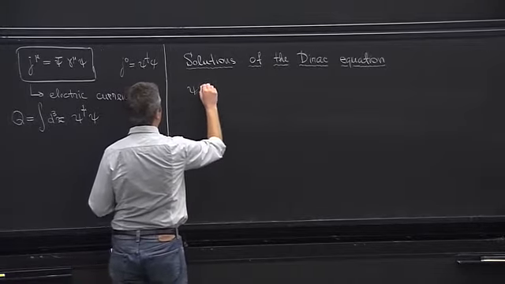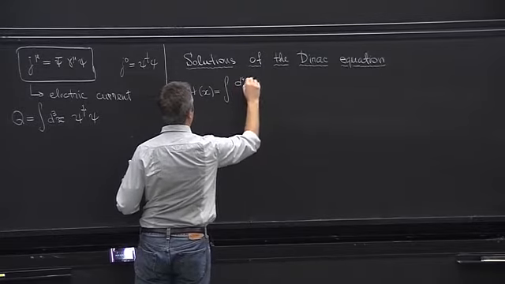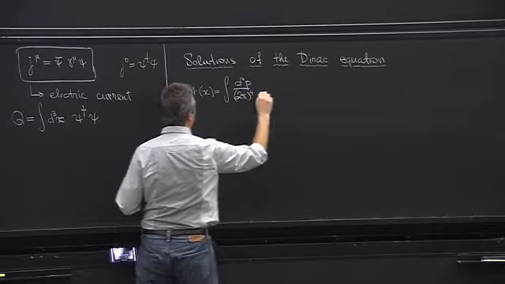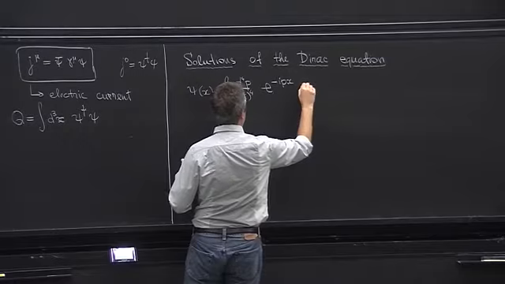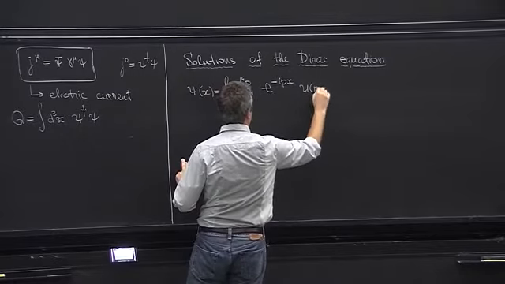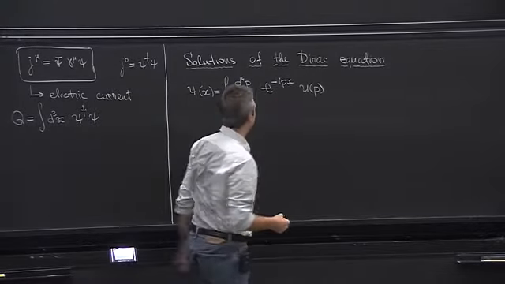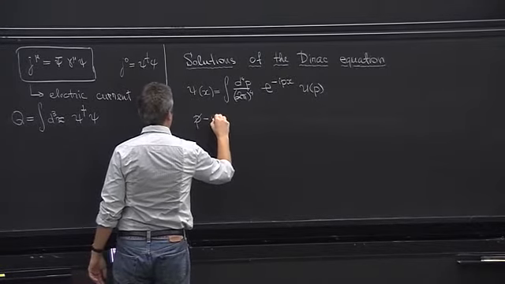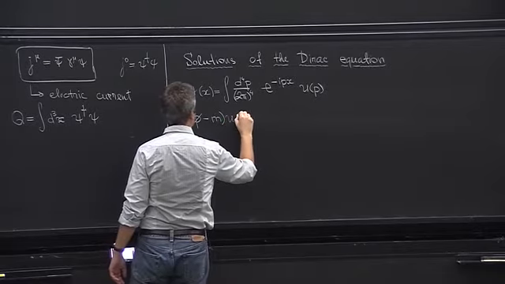So if you write psi of x as an integral of d^4 p over (2 pi)^4, e to the minus i p x, and then some amplitude that depends on the momentum, which is also a spinor. Then the spinor will satisfy a matrix equation: (p slash minus m) acting on u should be equal to 0.